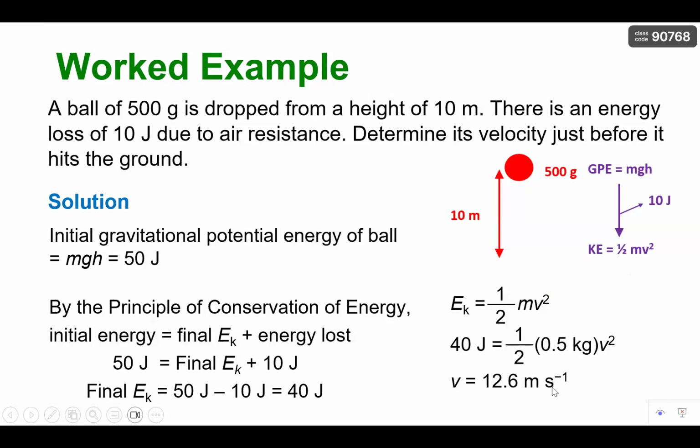Okay, so the last step of problem solving is to check that your answers make sense. So it does make sense because there's energy loss. So my speed will be lesser because I will have a lesser kinetic store, okay, as compared to the first scenario, whereby it's 14.1 and now my velocity is only 12.6.